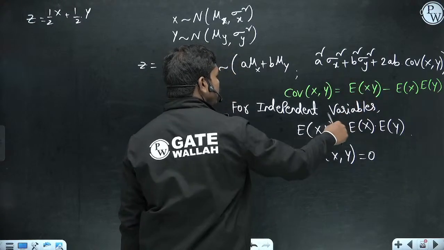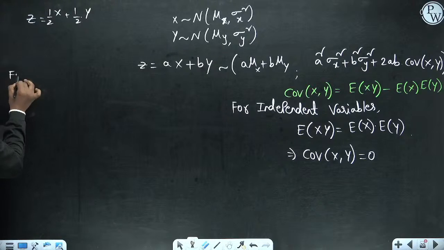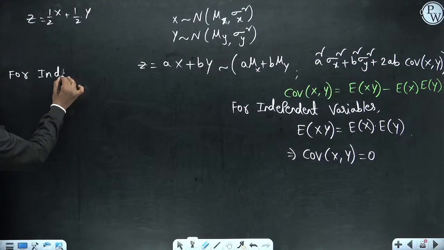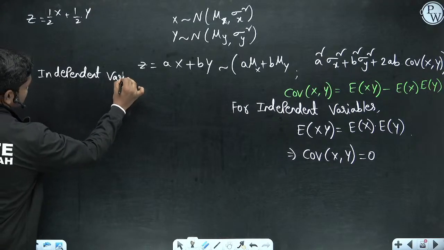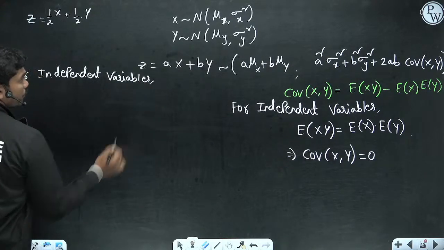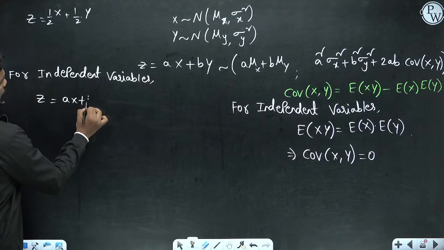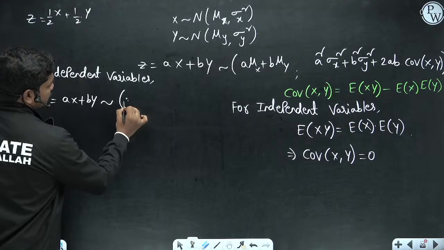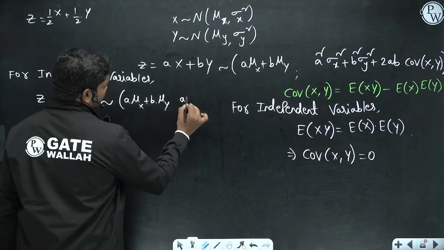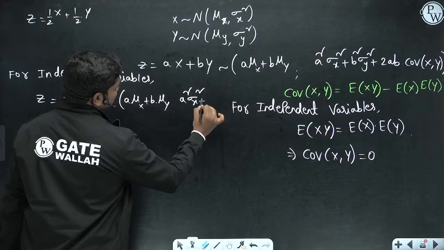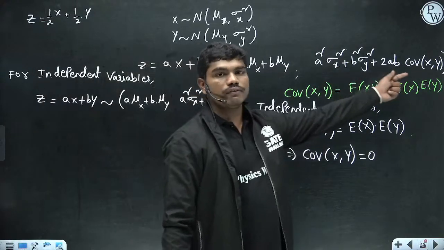Expectation of XY will be equal to this individual. Okay, so for independent variables, Z equal to aX plus bY will also be a normal distribution with mean a mu x plus b mu y, and variance a square sigma x square plus b square sigma y square. So this is what we have, because this covariance term will be 0 in that case.